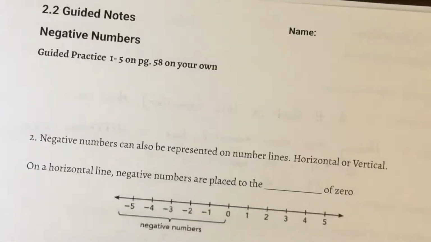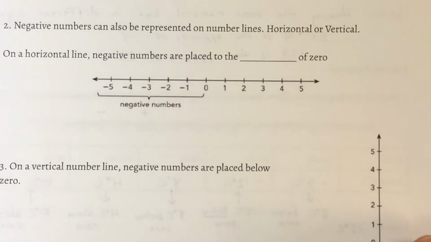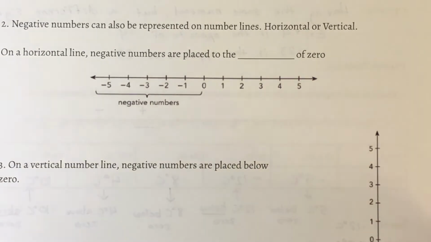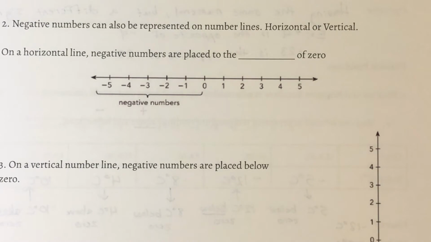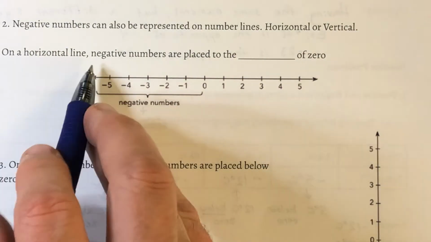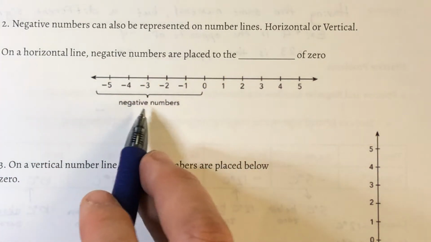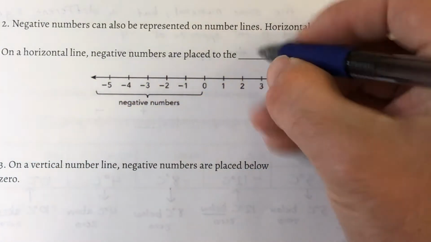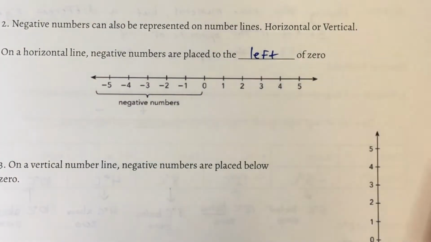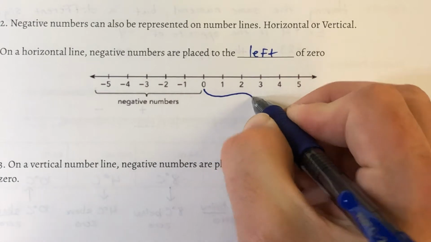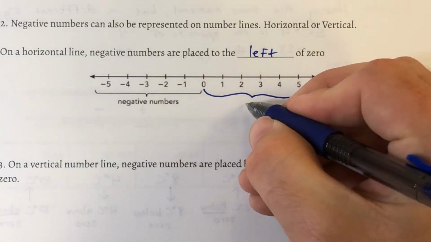All right, next. Negative numbers can be represented on number lines just like positive numbers, like in one of our previous lessons. They can be on horizontal or vertical number lines. On a horizontal number line, negative numbers are placed to the left of 0. Positive numbers are going to be on the right of 0.